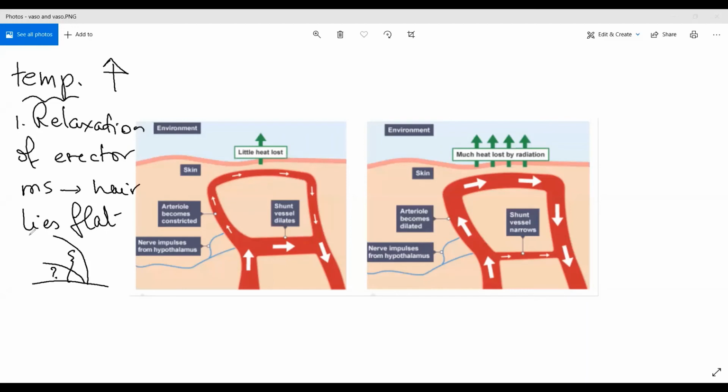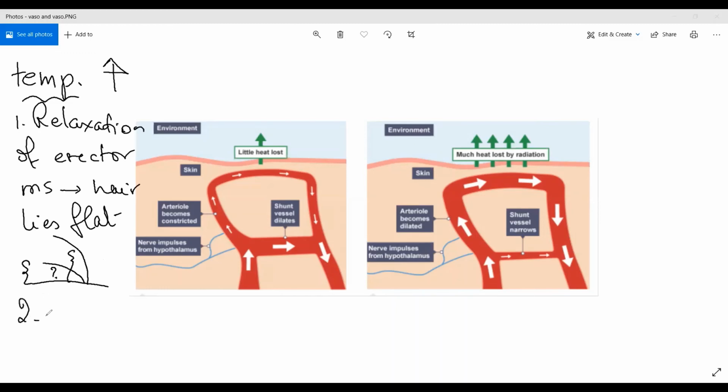Okay, you said there is relaxation of the erector muscle, so the hair lies flat. What about the area of air that is trapped? Will it be a narrow area or a little amount of air, or a great amount of air? Little, because it won't be a lot, of course, and I said that because the air acts as an insulator. So here the insulating material will be less, so the heat is going to escape, there is no barrier to the escape of heat.